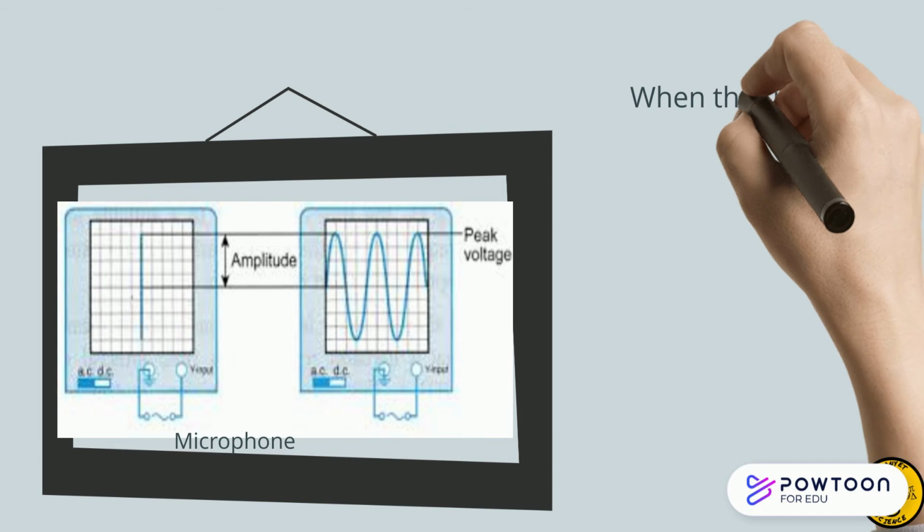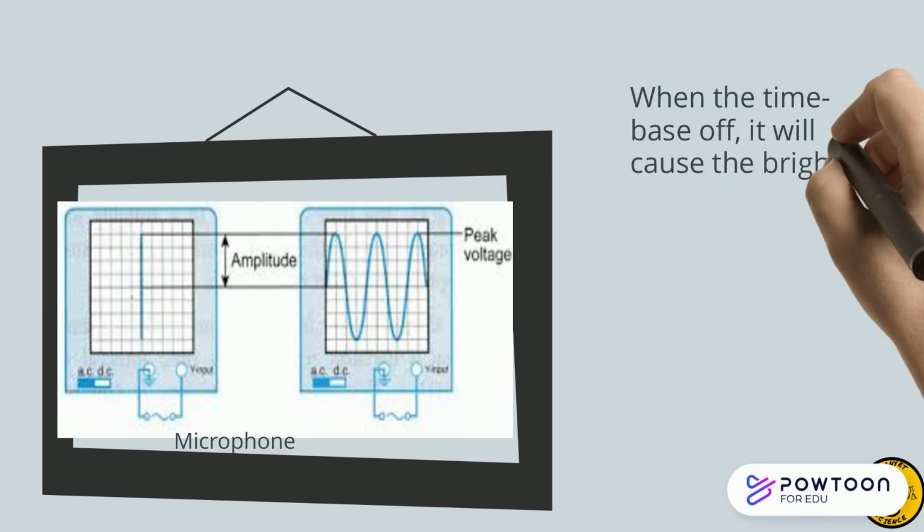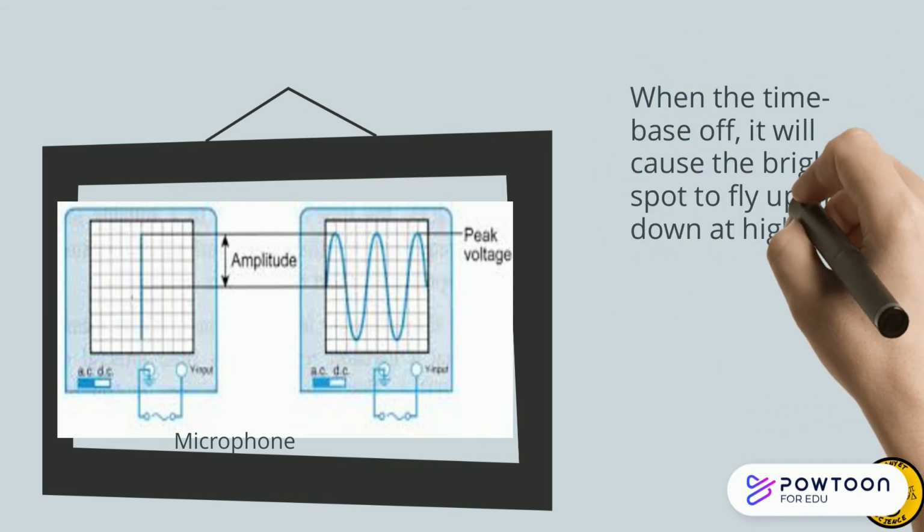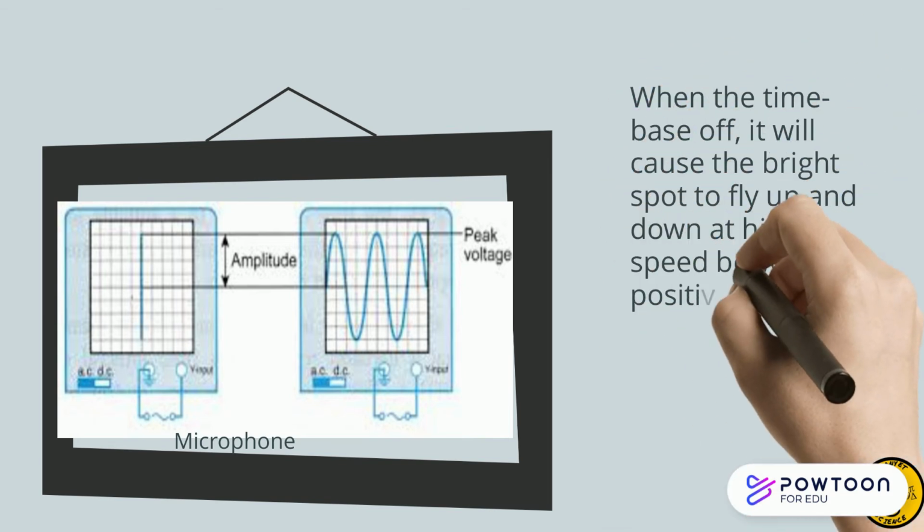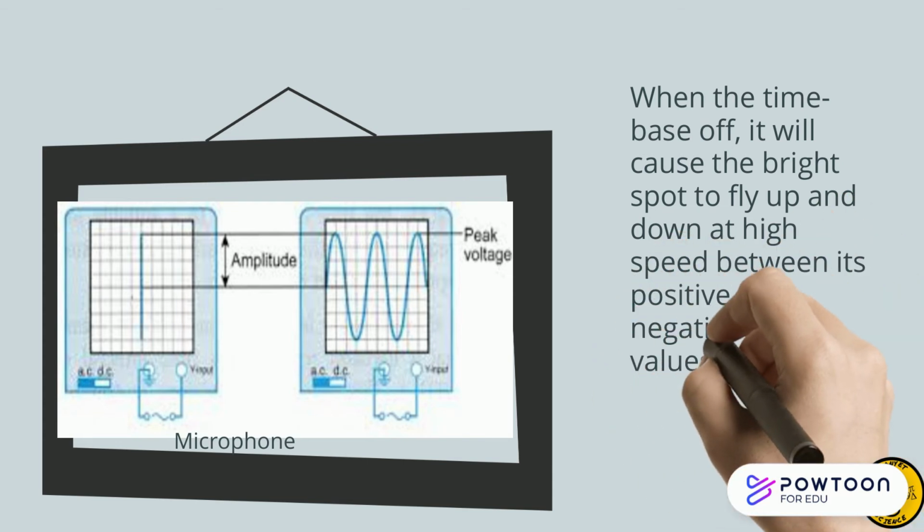This causes the bright spot to fly up and down at a high speed between its positive and negative peak values, tracing out a vertical line.